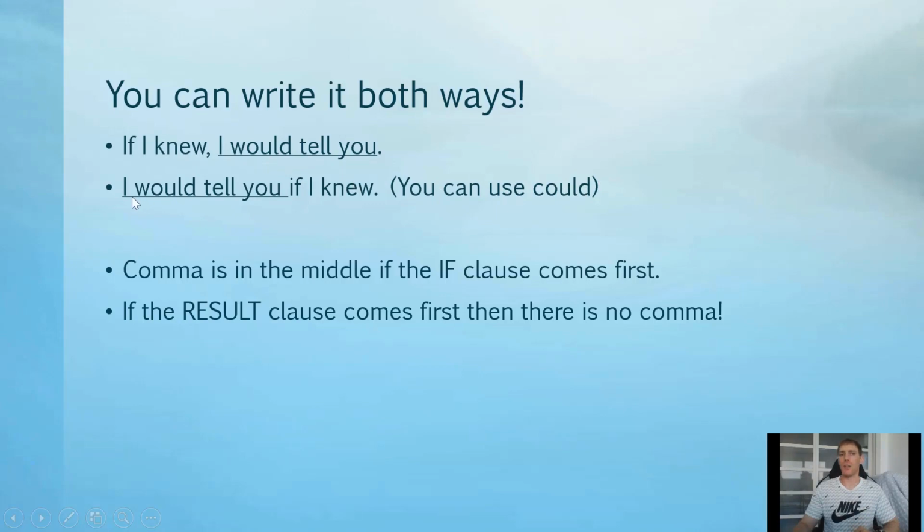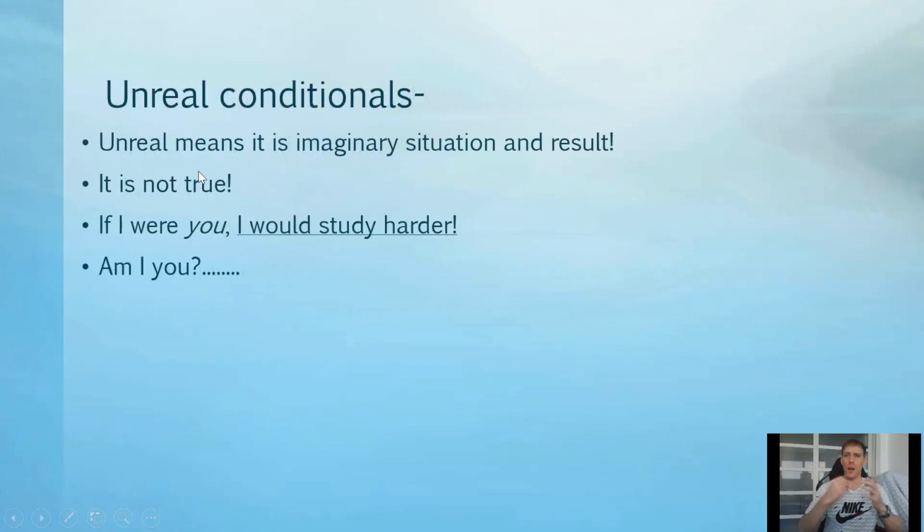Sometimes people say could. I could tell you if I knew. Like it depends on the certain situation, but could and would is okay. Just remember, comma in the middle if the clause with if is first. If the result, the would, and the base form comes first, then there's no comma. This is for unreal conditionals. So, unreal conditional. It means that the situation and the result is not real, it's fantasy. If I were you, I would study harder.